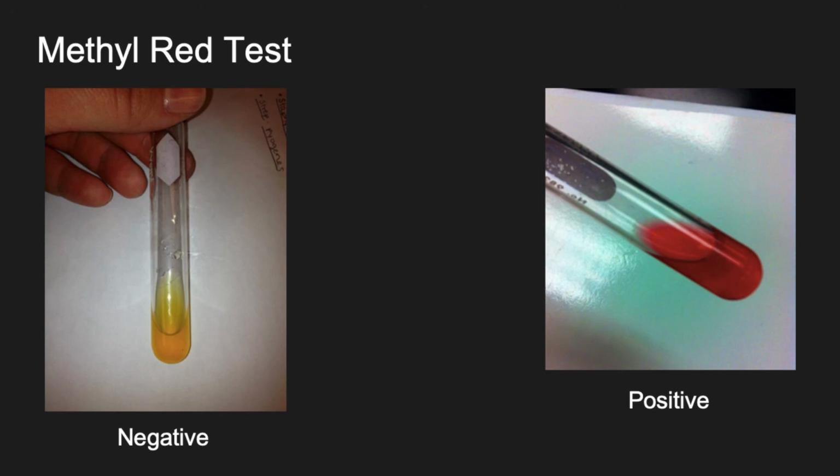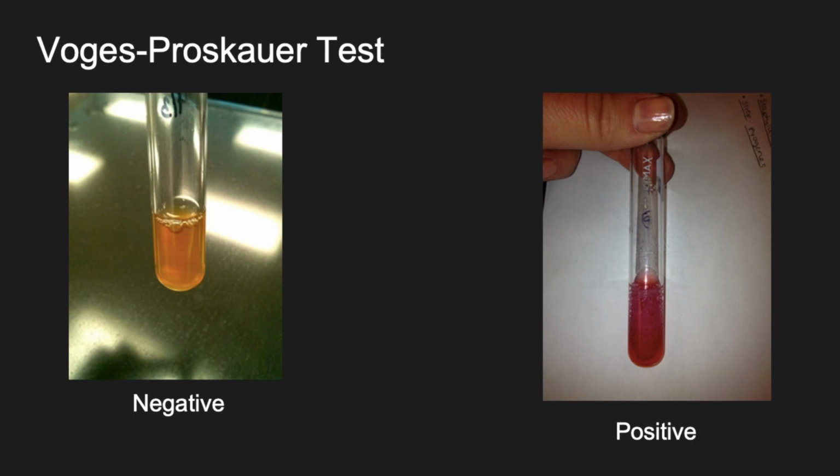Next, we have that Voges-Proskauer test that we talked about. That is detecting acetoin in the media. And if it does detect acetoin, it turns that pinkish red color, which you see on the right in our positive Voges-Proskauer test. And then the left would be a negative test, nothing happens. No pH change occurred, and our pH indicator didn't catch anything.